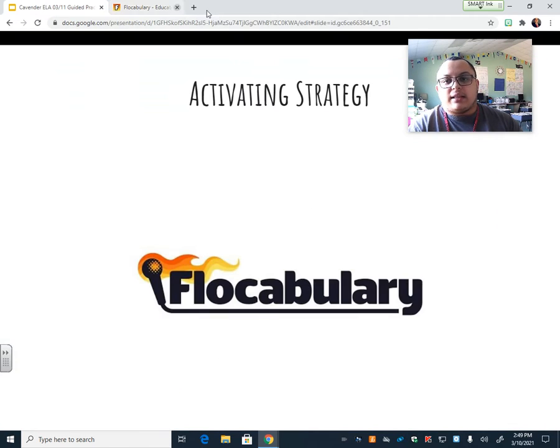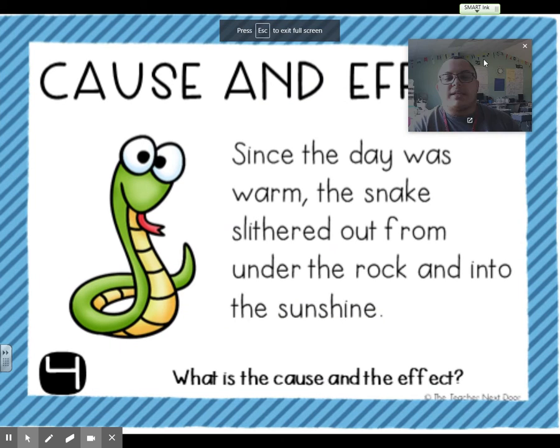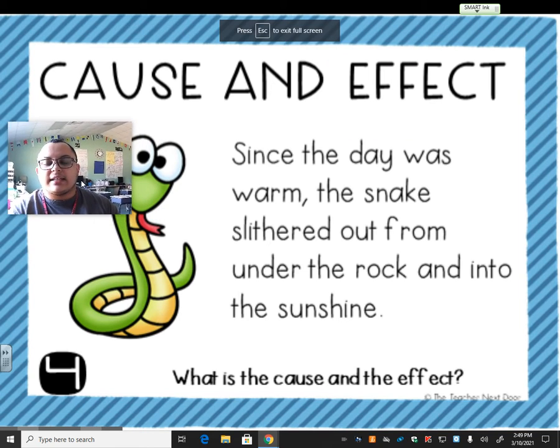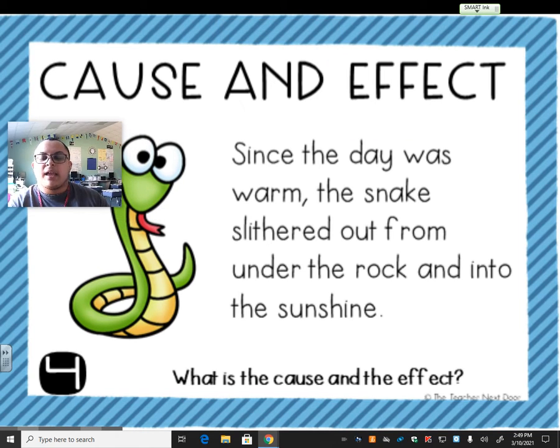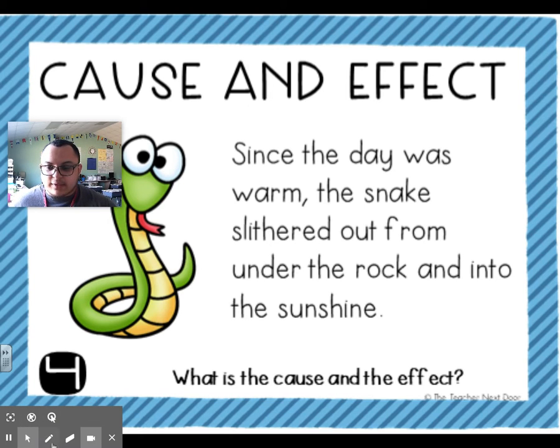All right. Now let's go back to this, and we are going to be doing some cause and effect task cards, just like we did yesterday. So what I want you to do is after I read each of these, I want you to see if you can figure out the cause and the effect. So, since the day was warm, let's see if I can find a writing tool. Since the day was warm, the snake slithered out from under the rock and into the sunshine. Pause it and see if you can figure out the cause. What caused something to happen?